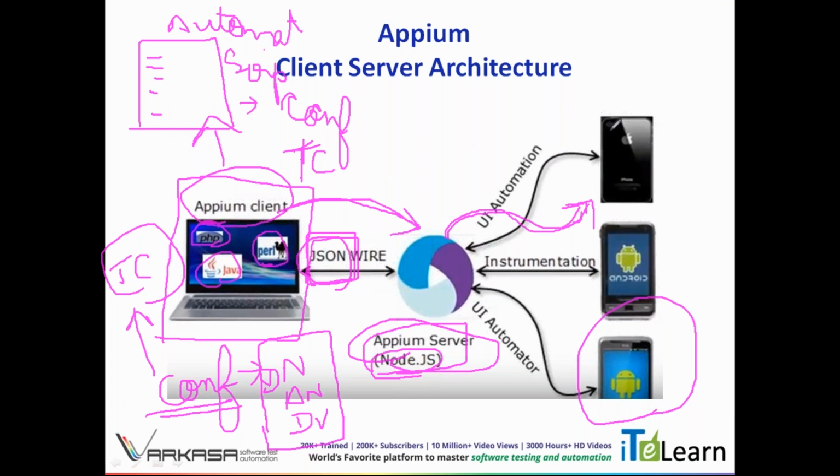The end device is not only a mobile device, it can also be an emulator, which is a virtual device. Instead of having your real-time mobile device, you can also have an emulator created in the system, and the automation can proceed on that device as well.